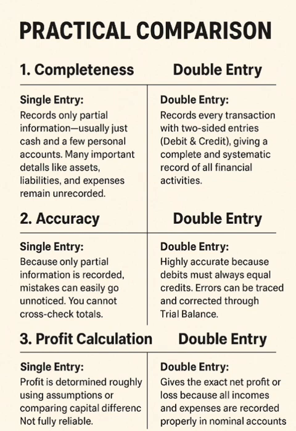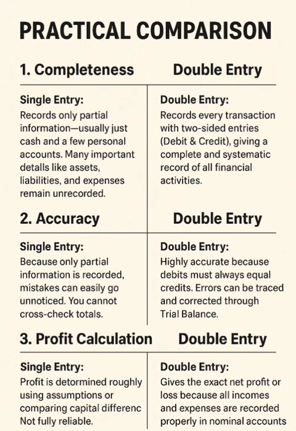1. Completeness. Single entry records only partial information, usually just cash and a few personal accounts. Many important details like assets, liabilities, and expenses remain unrecorded. Double entry records every transaction with two-sided entries, debit and credit, giving a complete and systematic record of all financial activities.